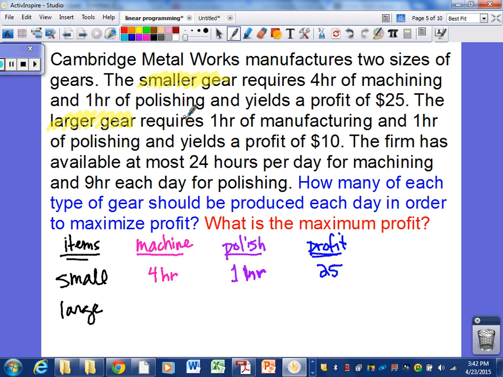The second one, the large gear, requires 1 hour of manufacturing or machining. So it takes 1 hour here, and requires 1 hour of polishing. Purple is polishing, so 1 hour of polishing. And it yields a profit of $10. Sorry, that should be in blue. Profit of $10.